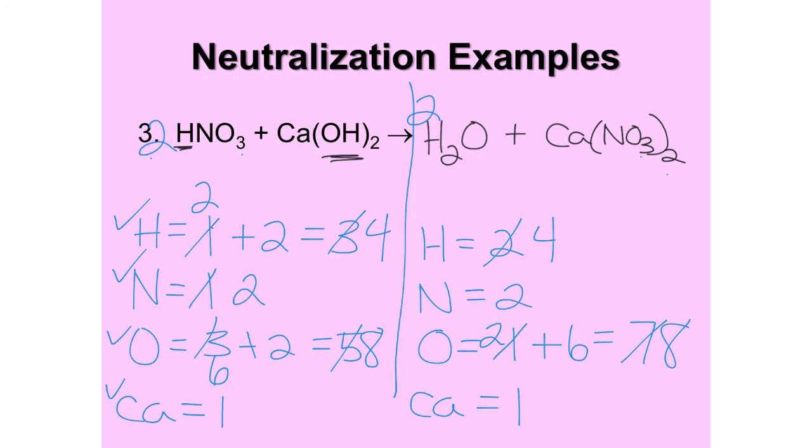So to summarize, when we are doing an acid-base neutralization, we will make water and an ionic salt. When we are forming our ionic salt, do not forget to check your charges so that you make the proper formula. And then lastly, you'll balance your equation.